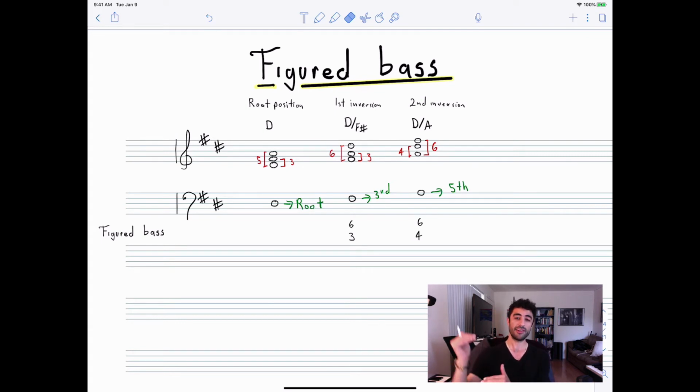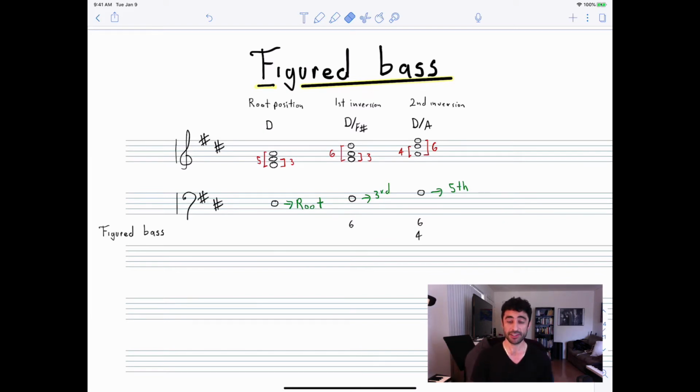For the second inversion, they were like, you know what? So many chords have a third on top of the bass. Let's just assume that there is a third there. Let's erase that 3. I won't have to write it. Every time that I see a figured bass notation with just a 6, what it means is that there's a 6 and a third above the bass.